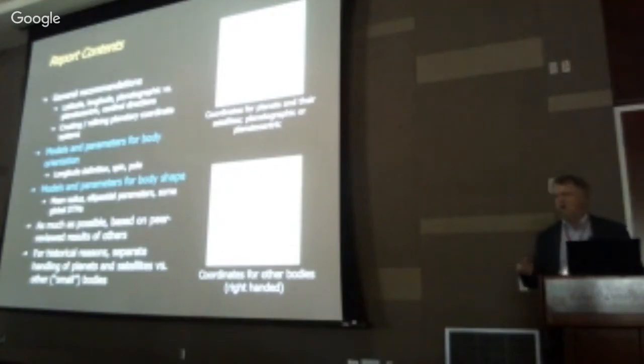And so as much as possible, everything we do is based on peer-reviewed publications of others and trying to evaluate which is the best of a few models. If we haven't been able to evaluate it, we only say that multiple models are available. But for historical reasons, the planets and satellites were always treated separately. In 2003, small bodies were treated with a simple right-handed coordinate system rather than north, south, and so on, as in the figures here.